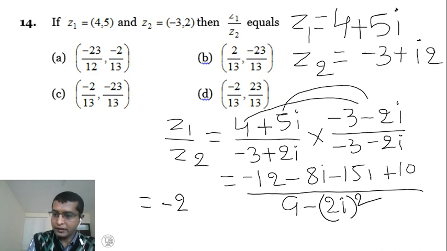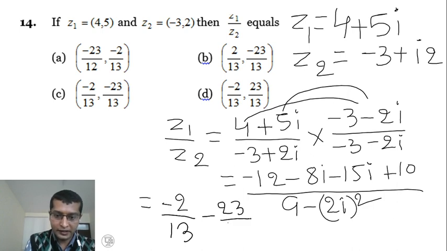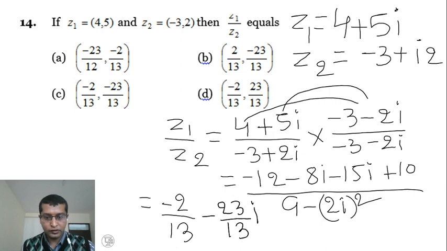Okay, so if we simplify, we get minus 12 plus 10, minus 2, since i square is minus 1. 2 square is 4, right? Minus into minus is plus, 9 plus 4, 13. Then minus 8i minus 15i, it is minus 23i. The denominator is 13. So the first coordinate is minus 2 by 13, minus 2 by 13. Yes, the second coordinate is minus 23 divided by 13.